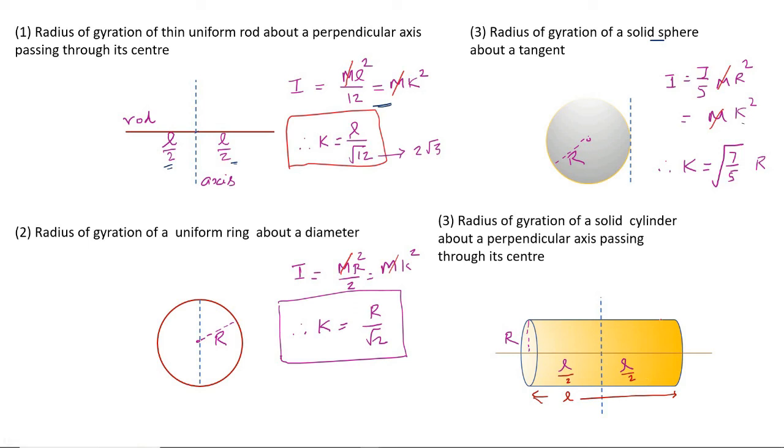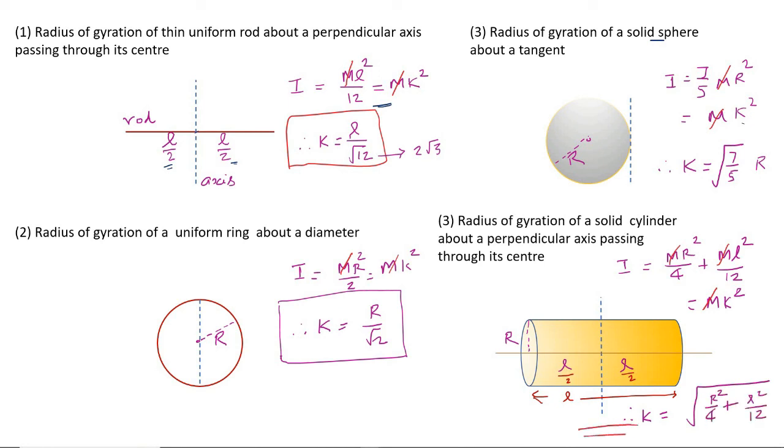Okay. Now as usual, write the expression for moment of inertia equated to mk squared. So k is equal to... understood this? Thank you.